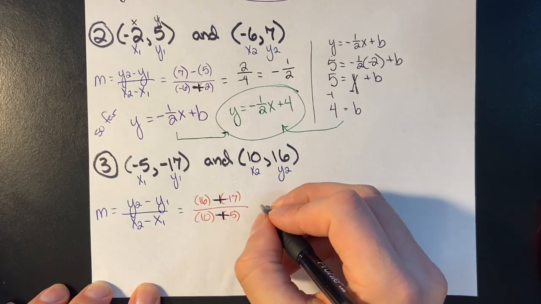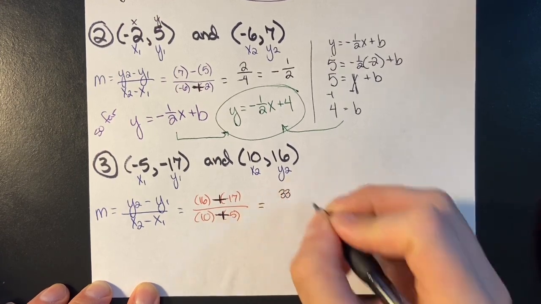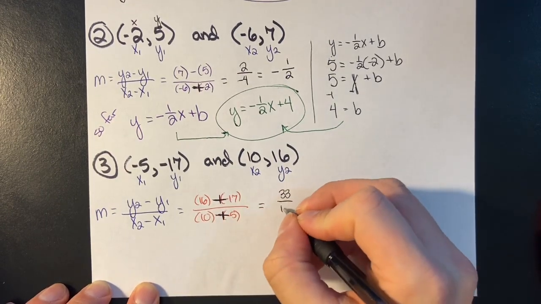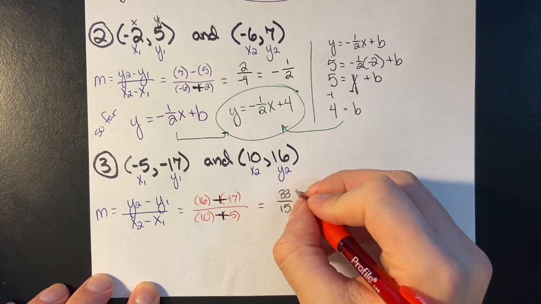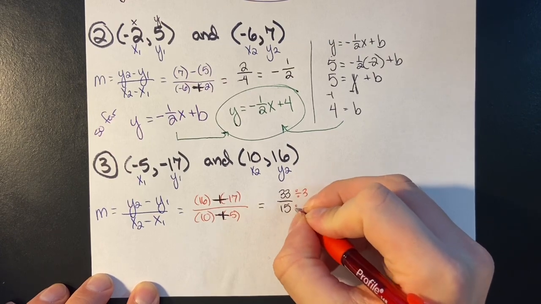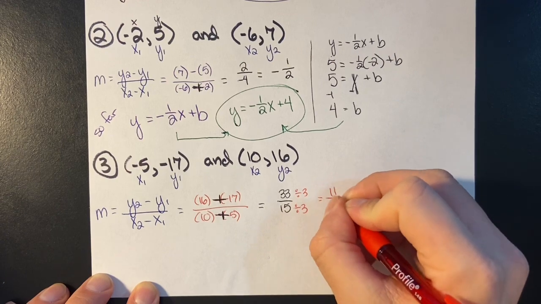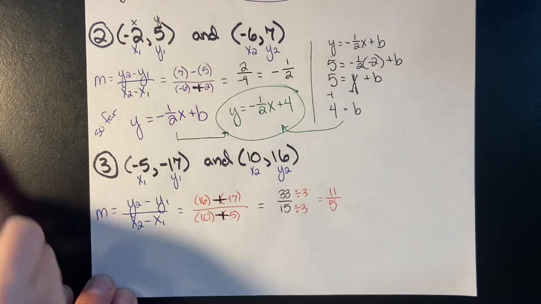$16 plus 17 is 33. $10 plus 5 is 15. Simplify the fraction. You can divide both of these by 3. It's not so obvious, but you can. And you're left with 11 over 5. So that's my slope. My slope is 11 over 5.